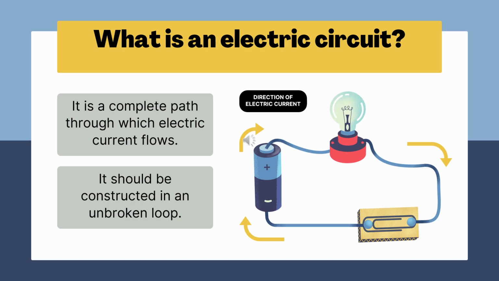So students, after watching the video in the previous slide, I hope you have a better understanding of this topic. Now my first question would be, what is an electric circuit? It is actually a complete path through which the electric current flows, and it should be constructed in an unbroken loop.